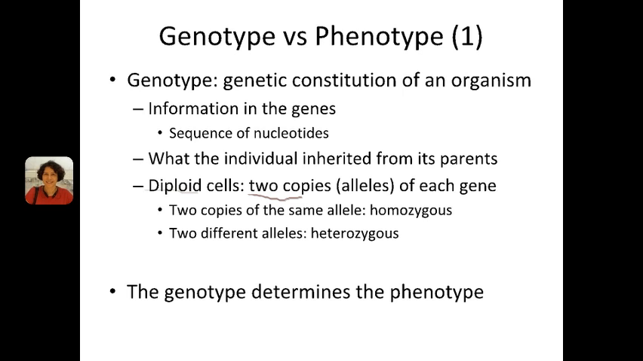If the 2 copies of that gene are the same allele, then the individual is said to be homozygous for that characteristic. If the individual has 2 different alleles of that gene, then the individual is heterozygous. And then the genotype of an individual is going to determine that individual's phenotype. And let's take a look at the next slide to see what the phenotype is.